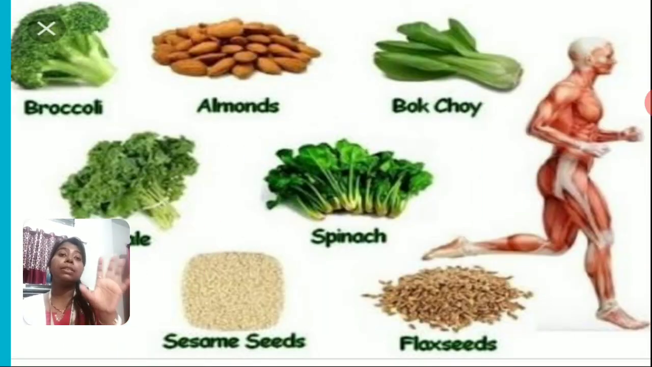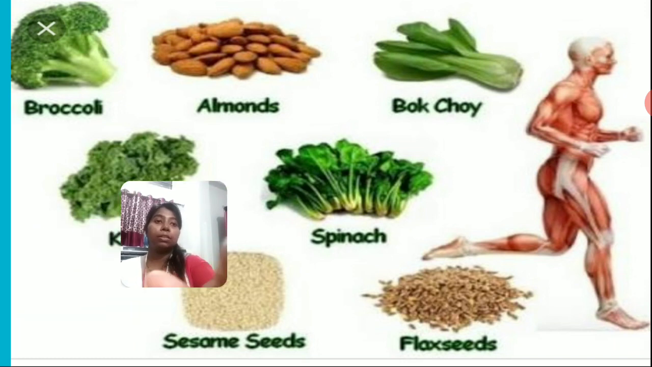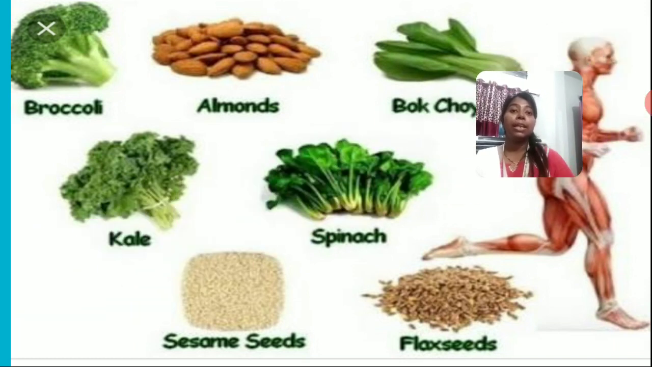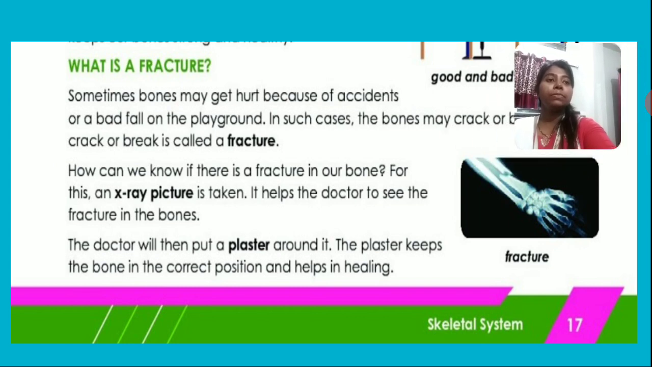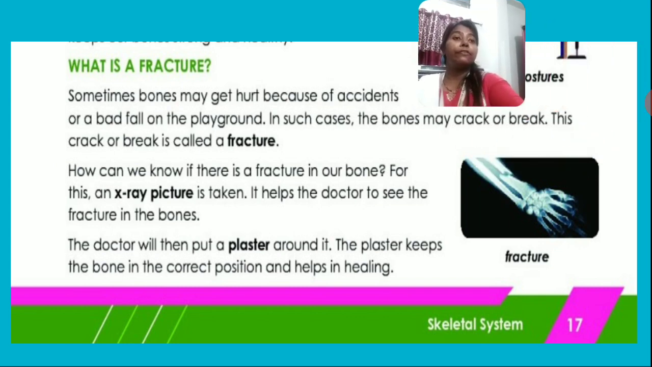These are the foods which you should take to make your bones healthy: broccoli, almonds, bok choy, then kale, spinach, sesame seeds and flax seeds. These are the foods which you need to include in your diet to make your bones strong and healthy. Okay, the next is we will see about fracture.